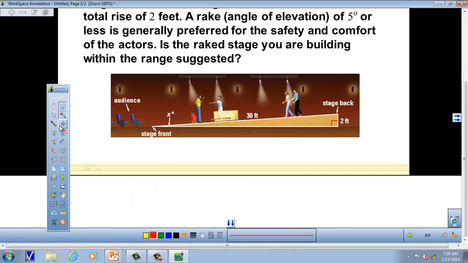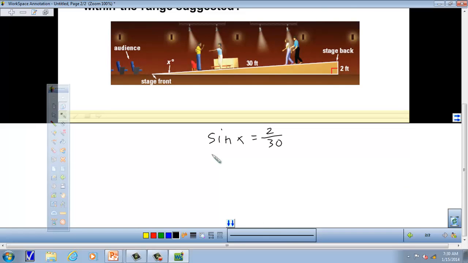So basically, right now, we know that the sine of x, I'm sorry, we don't want to use sine. Yeah, we do. Sine of x is equal to the opposite, which is 2, over the hypotenuse, which is 30. And we could also write that as sine of x is equal to 1 over 15. Now, if I want to know what the angle is, what I have to do is switch these around.